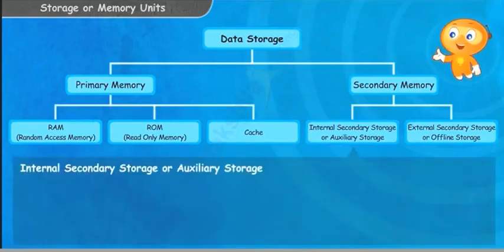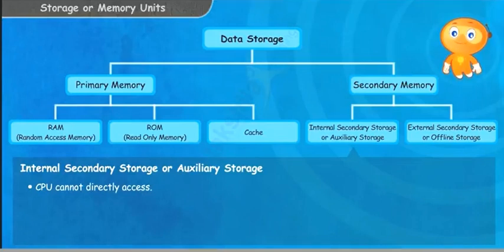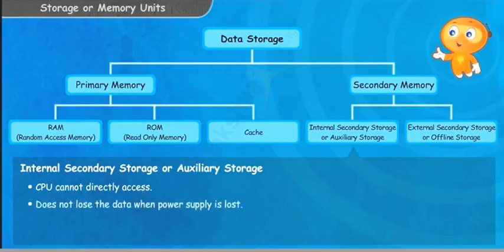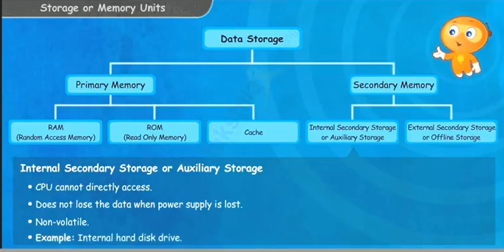The internal secondary storage is otherwise called auxiliary memory. Unlike primary memory, the CPU cannot directly access the secondary memory. Secondary memory does not lose the data when power supply is lost. Hence it is non-volatile. An internal hard disk drive is a typical example of a secondary memory device.